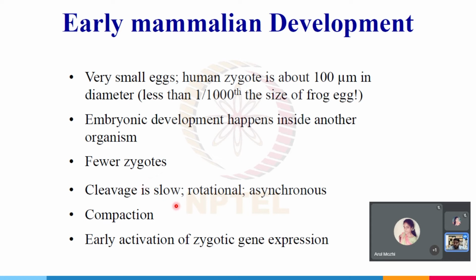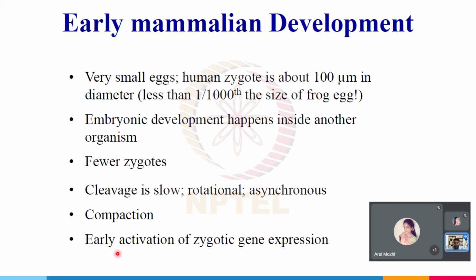The cleavage is slow and rotational, and this is known as asynchronous cleavage. As we had seen, in frog embryos the plane of cleavage changes in a fixed pattern: the first is vertical, then horizontal, then meridional. This does not occur in mammals, where there is rotational or asynchronous cell division. That is, the first plane of division can be different from the second plane of division between cells. There is also a process of compaction that again makes it difficult to study mammalian development.